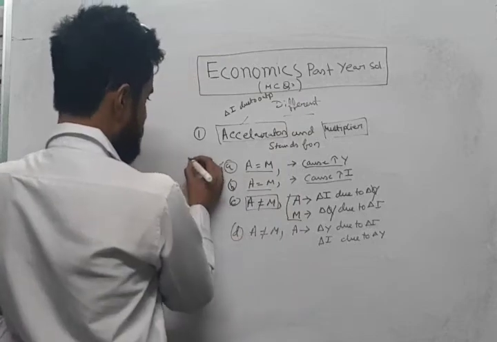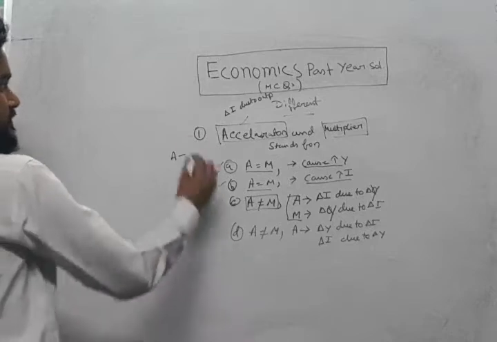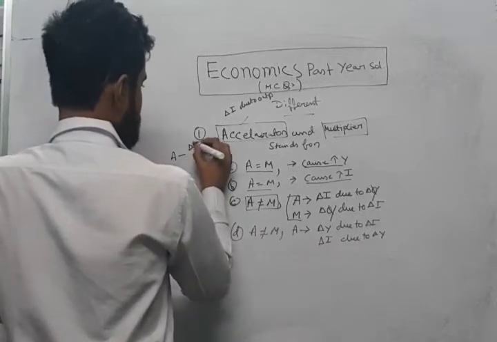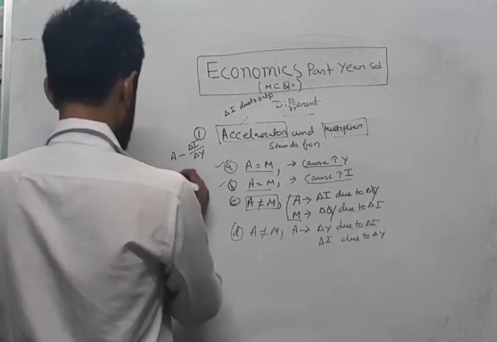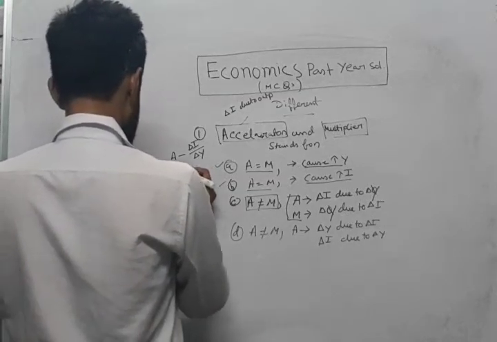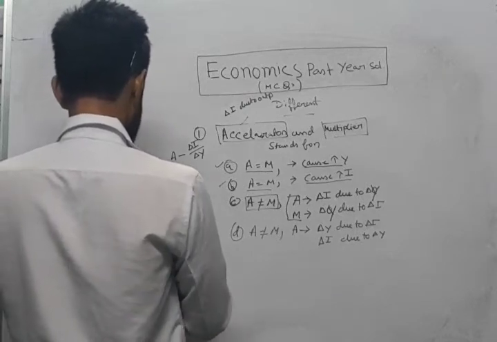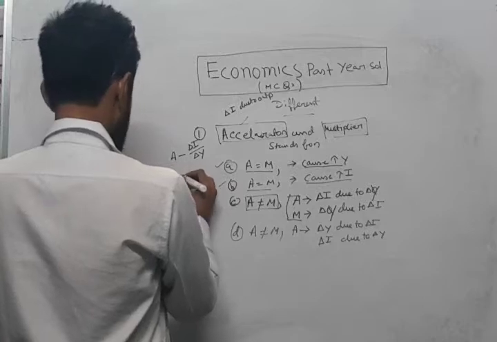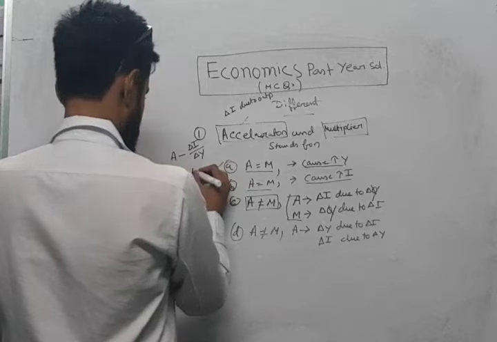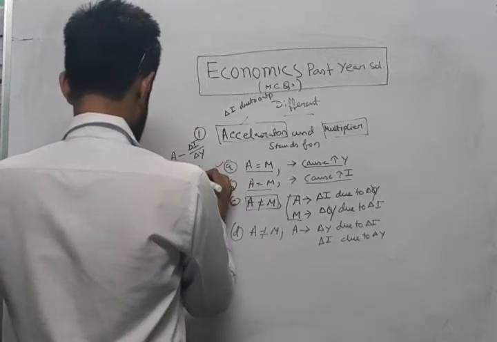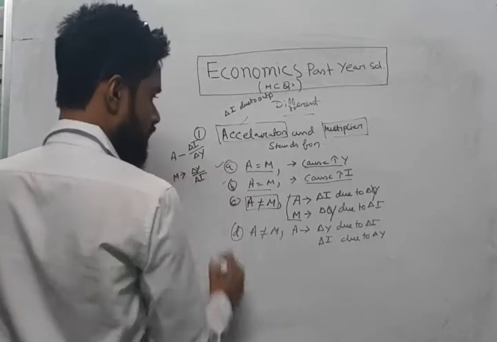So it looks like this. Accelerator model is basically A, change in investment due to change in output. Whereas multiplier measures initial change in spending to total change in the activity which will result. So multiplier on the other hand measures initial change in spending to the total change that takes place.